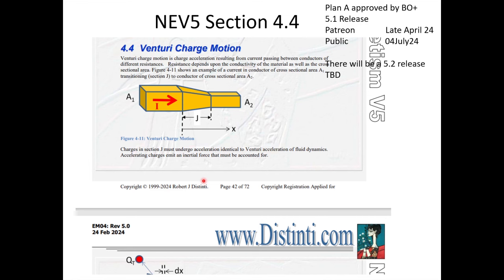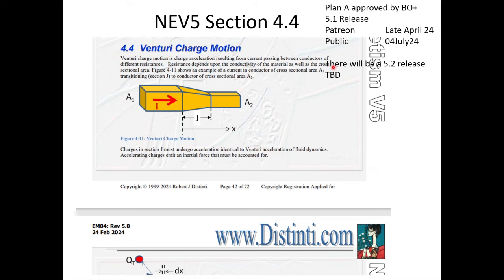So, the Venturi Charge Motion is found in section 4.4. This is for version 5.0 of the paper. There is going to be a 5.1 release, and the Plan A of the release schedule has been approved by the Patreon bridge officers and above, and the paper is going to be released in late April 2024 to Patreon members, July 4th to the public.